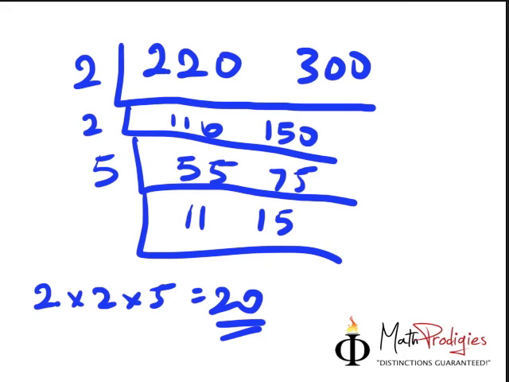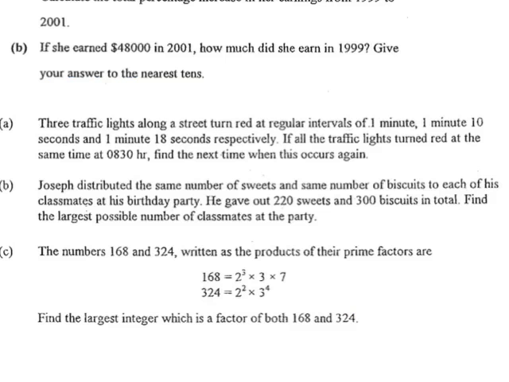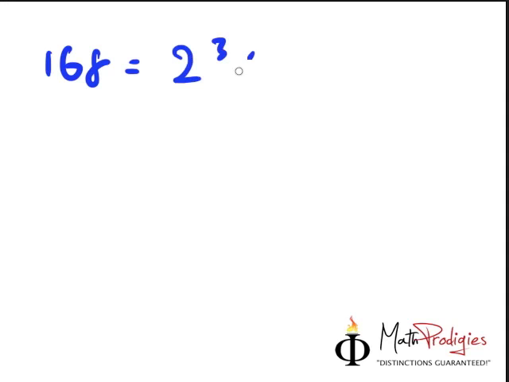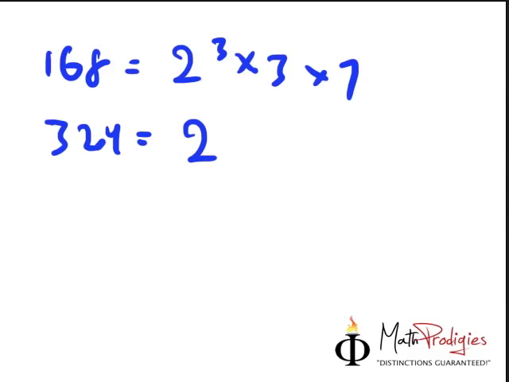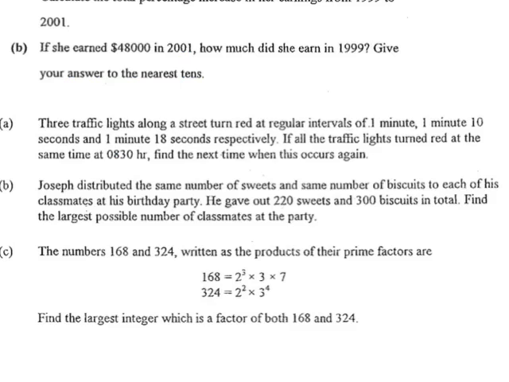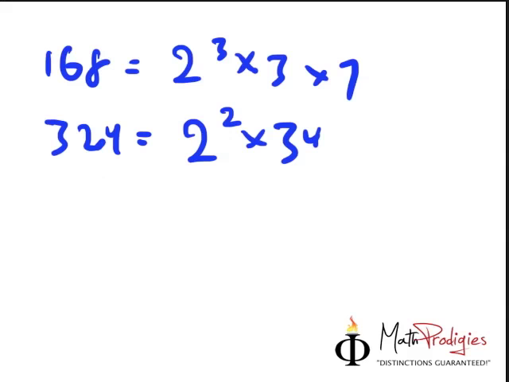Alright, so let's move on. For part C, the question is actually rather simple. All you have to understand is what the question is asking for. So let me just write this down for you. One number is 168, and the other one is 324. What they've done for you is write it down in what's that called? Prime factorization. 2 squared times 3 power 4. They ask you what is the largest integer which is a factor of both 168 and 324. So all you have to understand is these are already factors.